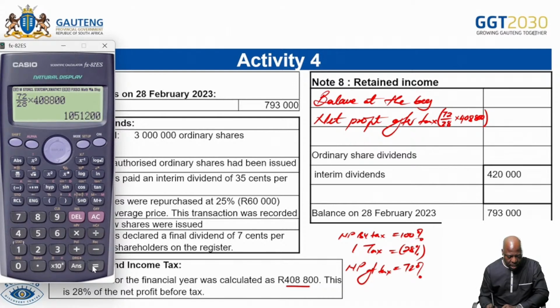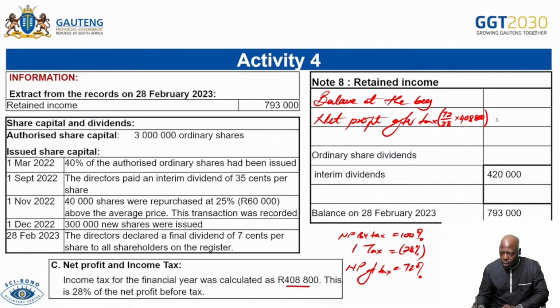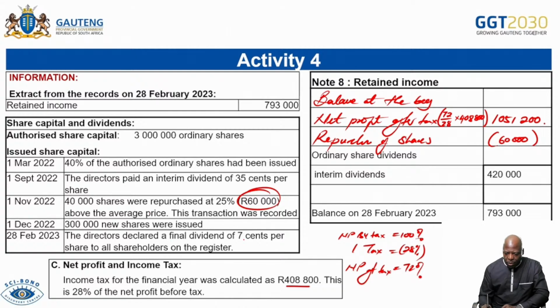and that will give me 1,051,200. So I'll come here, that's my 1,051,200, like that. And then the next part is the repurchase of shares. This one was not a problem because we're given the amount above already. So that's your 60,000 there in brackets. Then the directors declared a final dividend of 7 cents per share to all shareholders on the register.